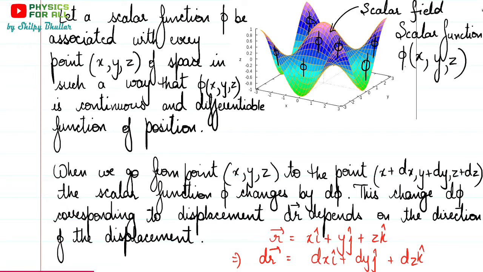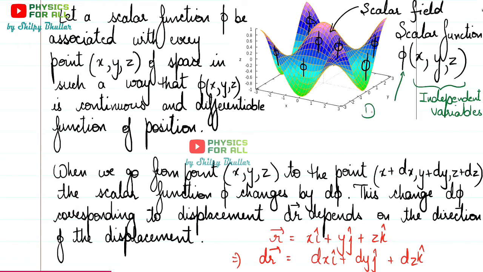And here, just see the way we have written, that phi of x, y, z is continuous and differentiable. Whenever we write any function, be it scalar or vector, if you write anything between the parentheses, that means that particular function depends on whatever is inside the parentheses. So here we have three variables inside the parentheses. That means phi depends on these, and all these x, y, z are independent variables, and this phi is the dependent variable.